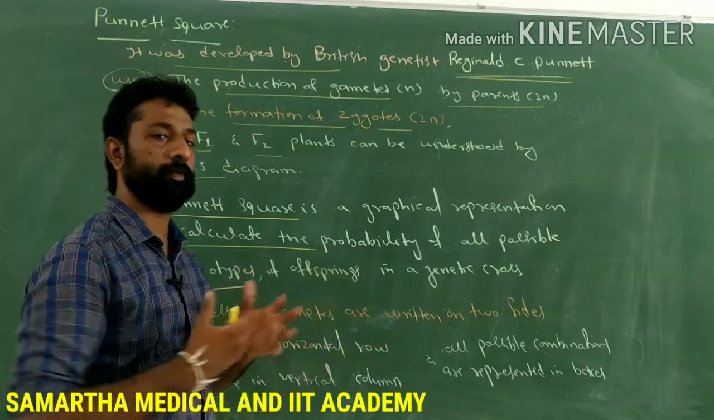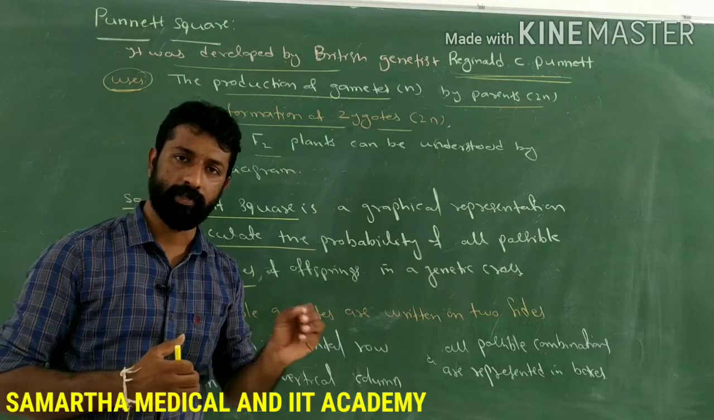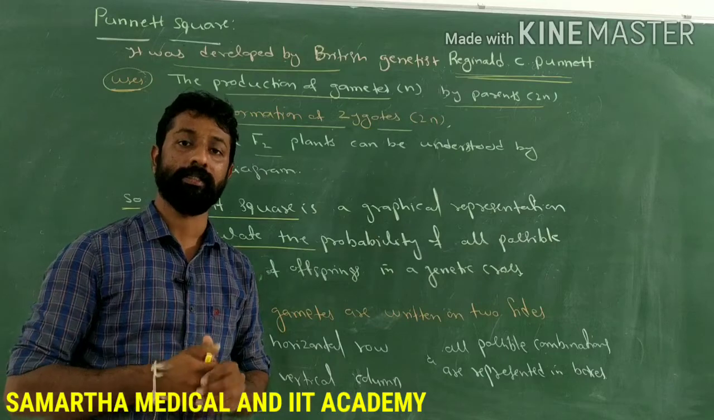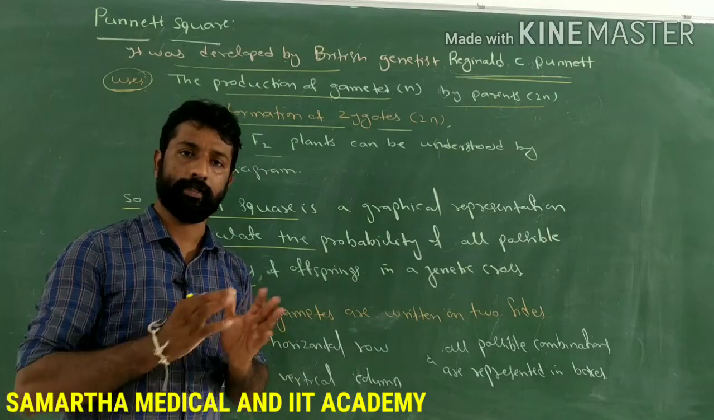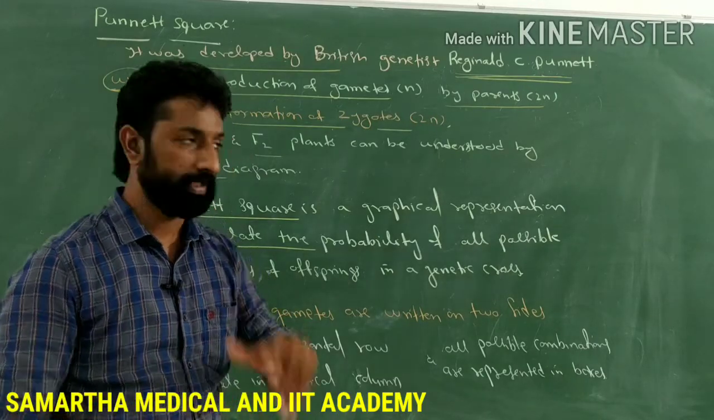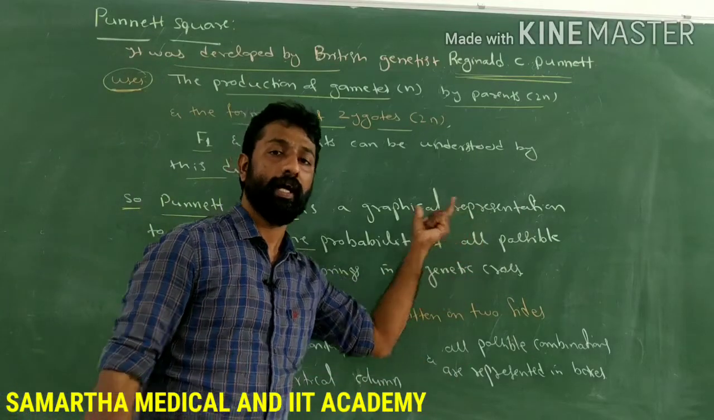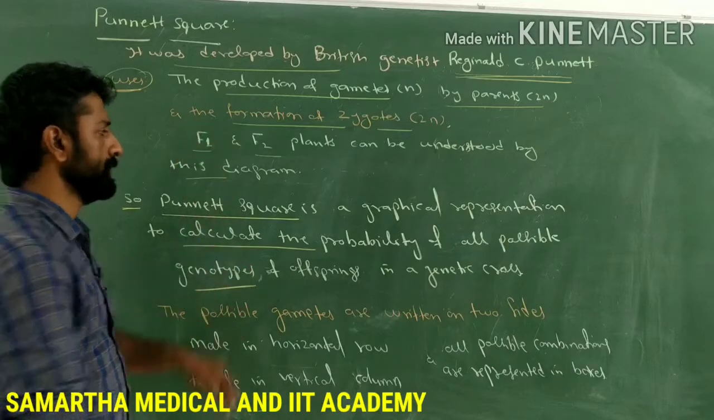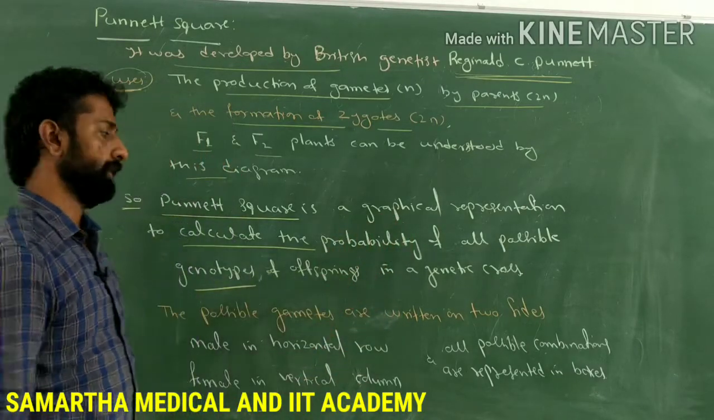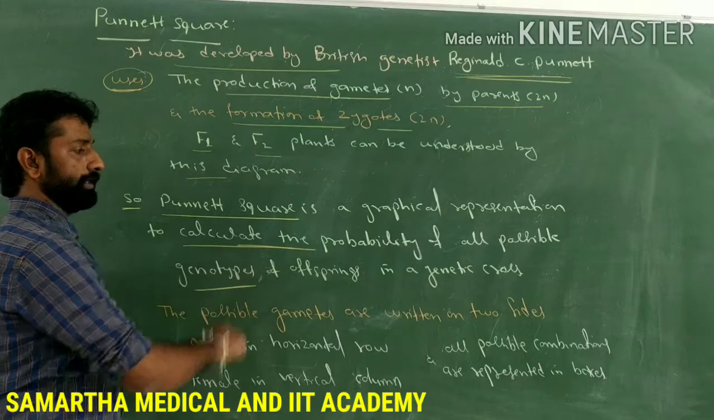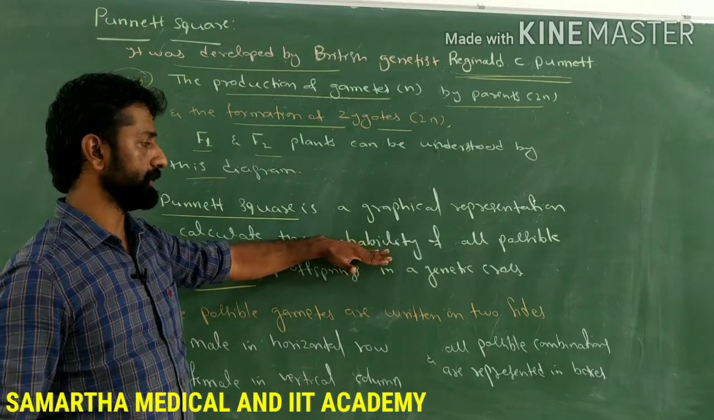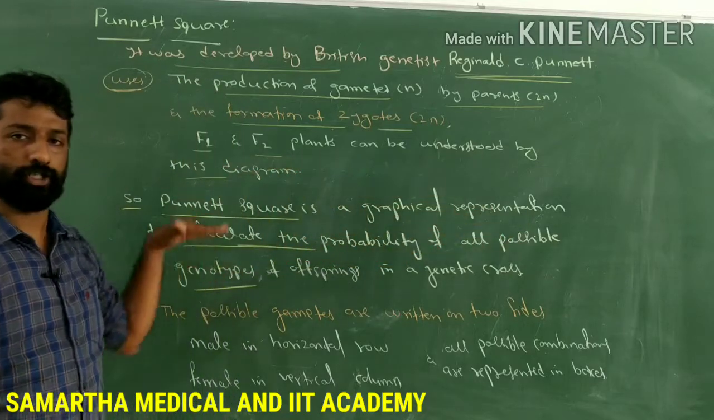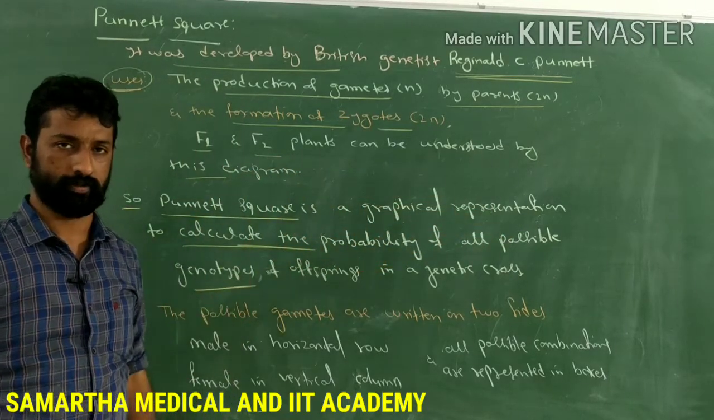What will be the genotype or the phenotype of the F1 individuals or the F2 individuals in a cross? That probability can be calculated by using the graphical representation, and that representation is called a Punnett square. So the Punnett square is a graphical representation that helps to calculate the probability of all possible genotypes in a genetic cross.